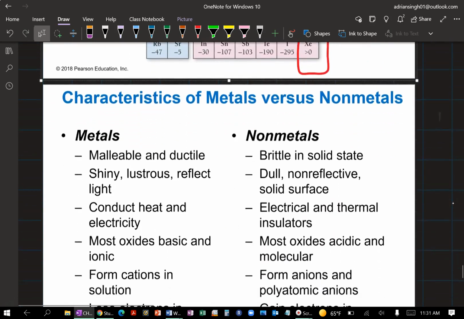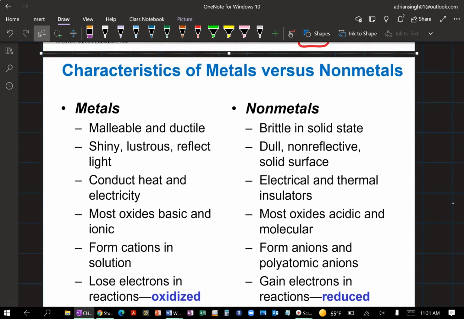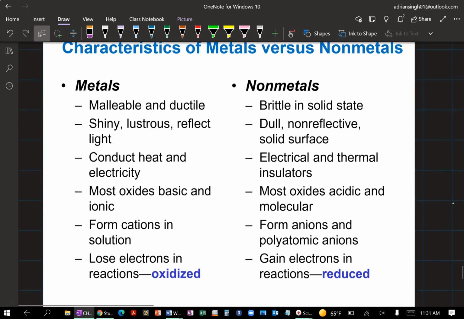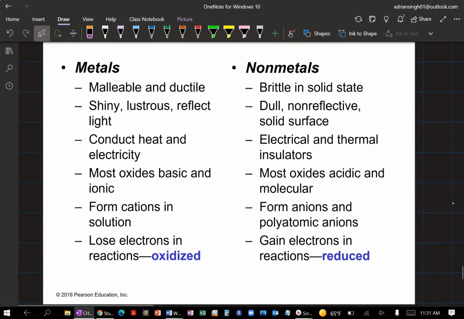Okay, so the last thing we're going to take a look at in this chapter is sort of a global view of the table itself. We introduced at the beginning of the chapter metals versus nonmetals as a way to sort of classify and separate the periodic table. So let's take a look at some of the characteristics of metals versus nonmetals. And generally, they tend to be opposite characteristics.